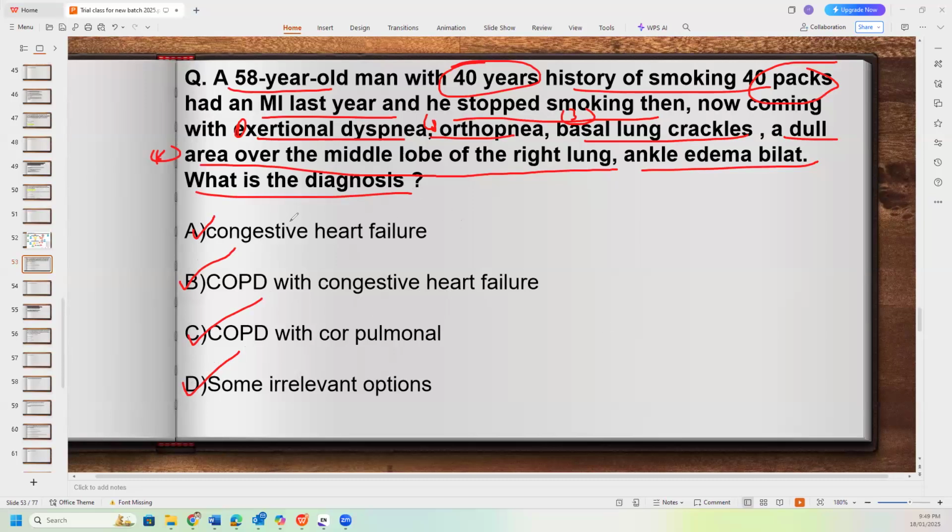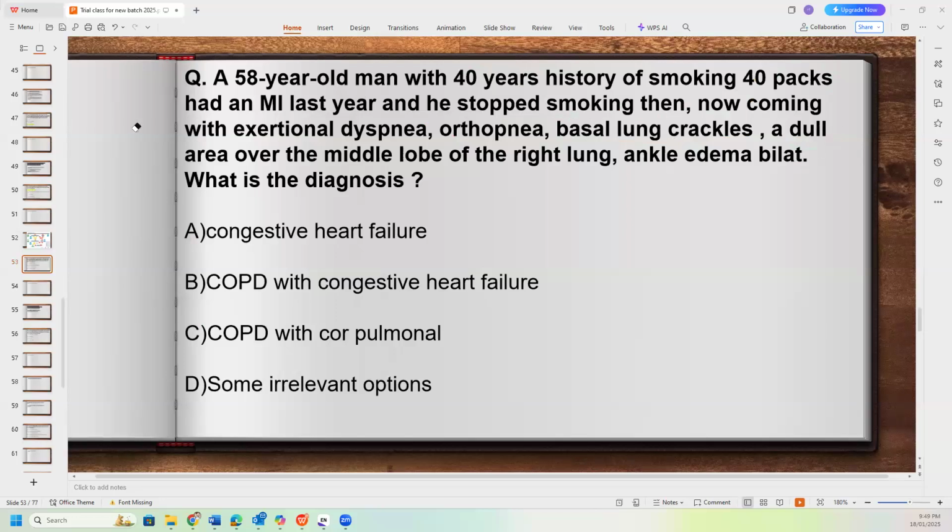Very good. So we have established this is congestive heart failure. But what kind of heart failure is this patient having? Is it left-sided or right-sided heart failure? Very good, right-sided heart failure. Now, any patient who has chronic obstructive pulmonary disease with right-sided heart failure, what do we call it? Cor pulmonale. Very good. Congestive heart failure associated with chronic obstructive pulmonary disease, right-sided dominant, is called cor pulmonale.